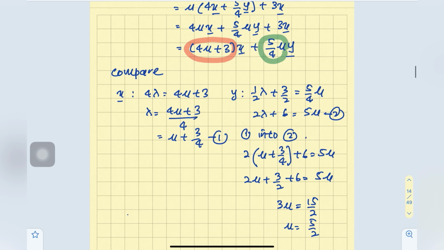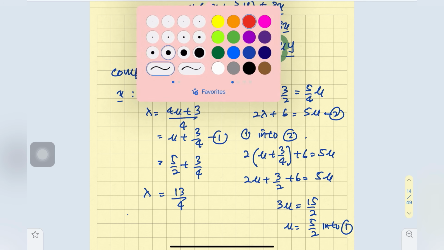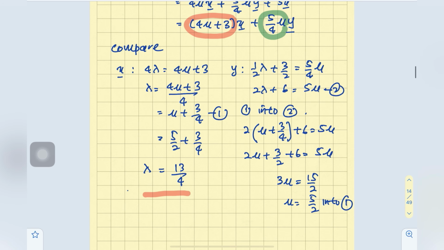Okay. So into 1. So masukkan mu is 5 over 2 plus 3 over 4. Okay, 5 over 2 plus 3 over 4 become 13 over 4. Okay, so inilah lambda kita is 13 over 4. Mu is 5 over 2.